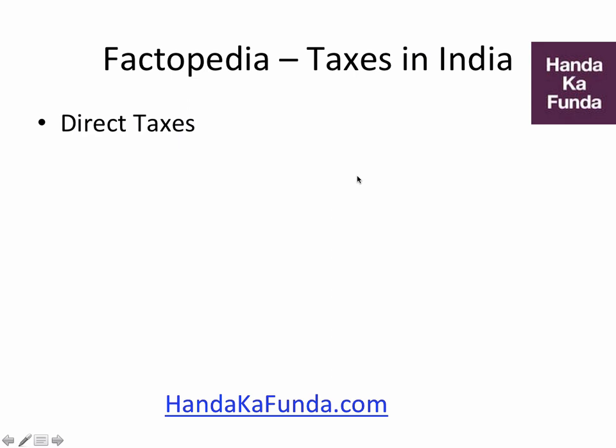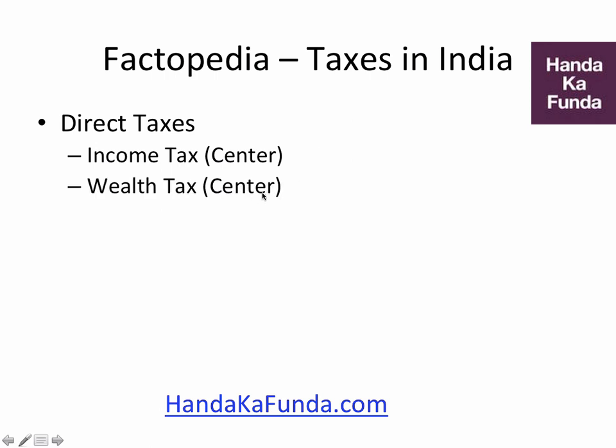Now there are two kinds of taxes, the direct taxes and the indirect taxes. What are the direct taxes? The income tax, which actually goes to the center. So let's say whatever amount of money you're making, the government taxes that particular income and it goes to the center. There is a wealth tax. Now, let's say you have multiple properties which you are not renting out and you're not making any money from them. So this is just a property which is lying, or you have large amounts of gold. Then there is a wealth tax also which goes to the center.